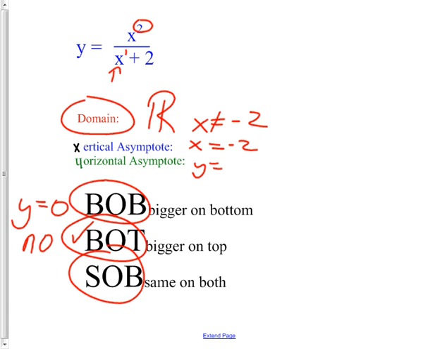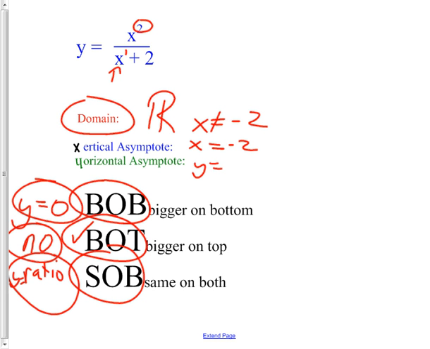All right. And the last one is the SOB. Okay, you've probably heard that saying before. They're the ones that are hard to figure out, coincidentally. So they're kind of an SOB ratio. Y equals a ratio, and it's the ratio of the lead coefficients. I will explain that more in just a second. So if they're bigger on the bottom, it's y equals 0. If they're bigger on top, it's no horizontal asymptotes. And the last one, y will be a ratio. So your horizontal asymptote, it'll have one, and it'll be a ratio of the lead coefficients.